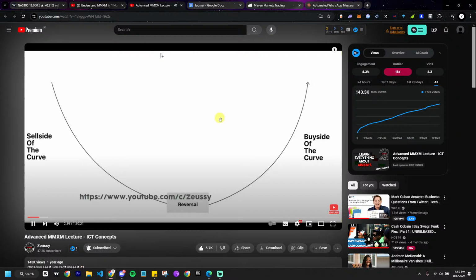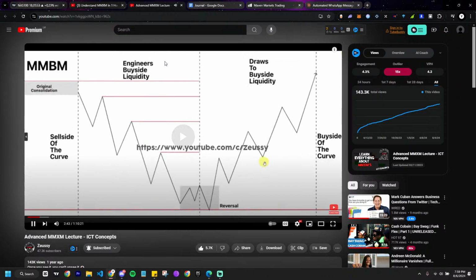Well, let's dive deeper into this market maker buy framework. Okay, so here is a schematic representation of the market maker buy framework.